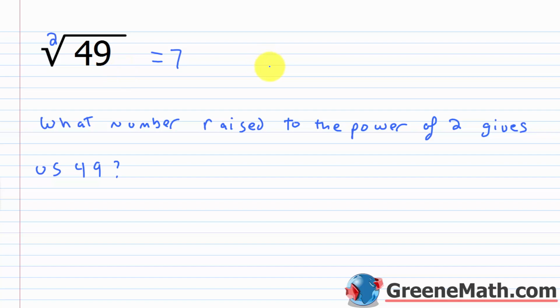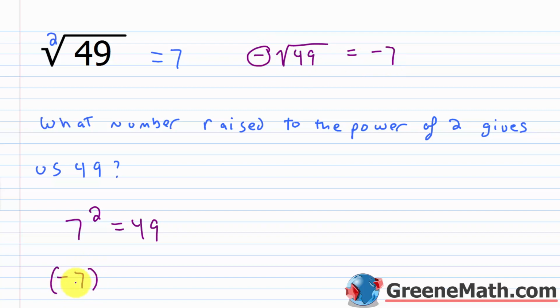Then, to notate the negative square root of 49, I just put a negative out in front. So the negative square root of 49 equals negative 7. For this one, it's asking, what positive number squared gives me 49? That's 7, because 7 squared is 49. This one's asking, what negative number squared gives us 49? In this case, that's negative 7, because negative 7 inside of parentheses squared is positive 49.